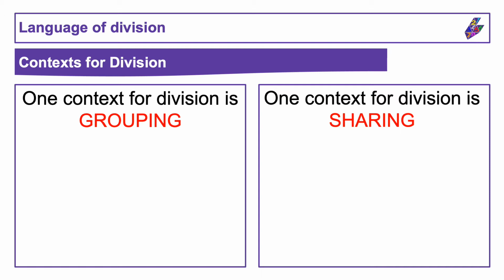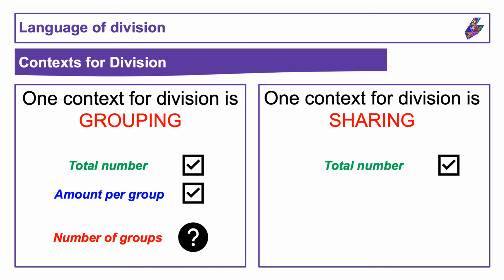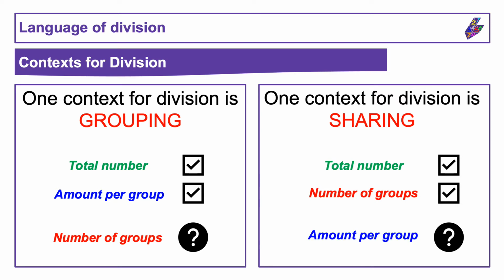As a reminder, in grouping, we know the total number, the amount per group, and we're trying to find out the number of groups. In sharing, we also know the total number, we know the number of groups, and we're trying to find out the amount per group. We'll use these two contexts to make sense of the language we're exploring here.